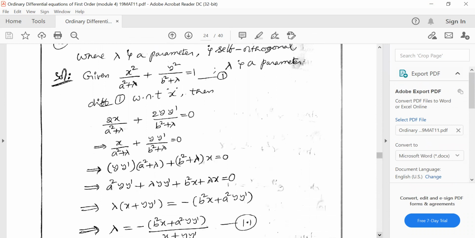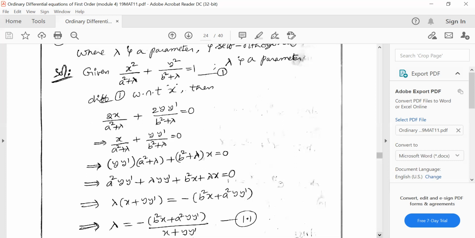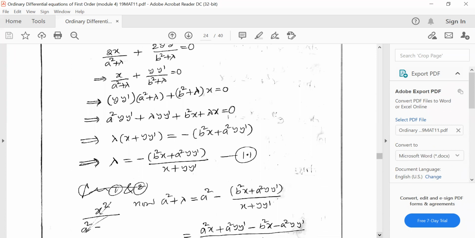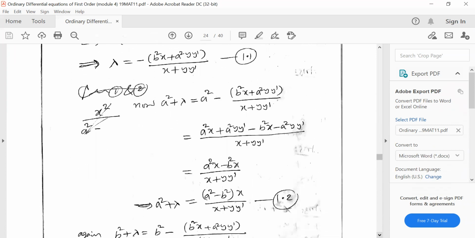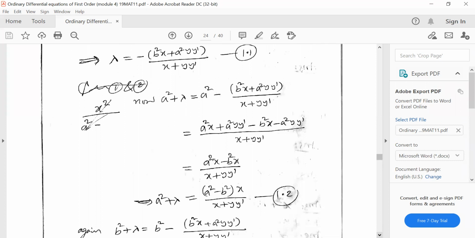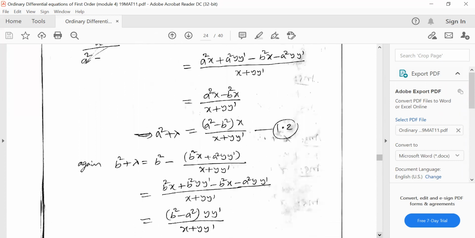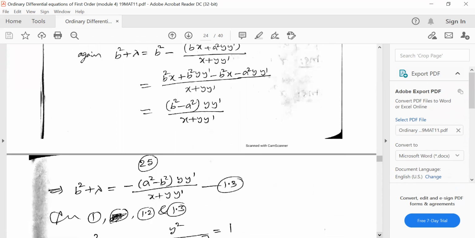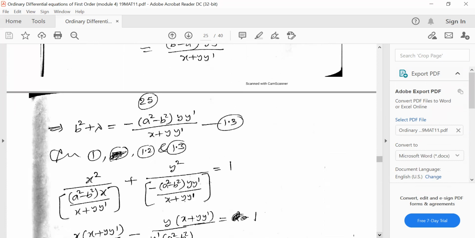Then you are not able to remove lambda, like in the previous problem where somewhere you were not able to remove a. Like that, here it is lambda. Then put the lambda value in the given problem, so you will come to know the DE. Then replace dy by dx as minus dx by dy, and do all the simplification possible.